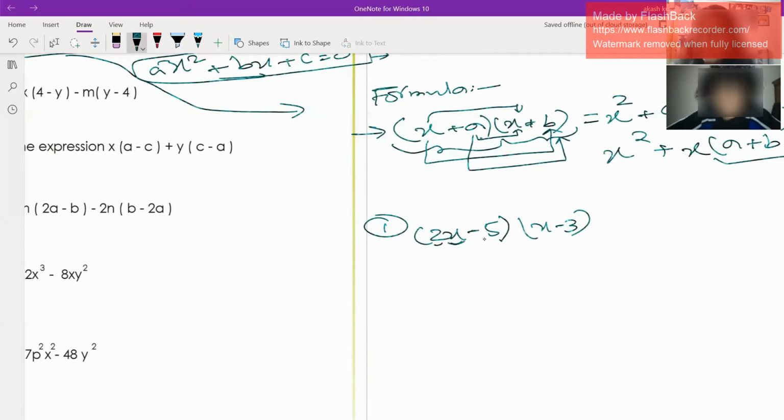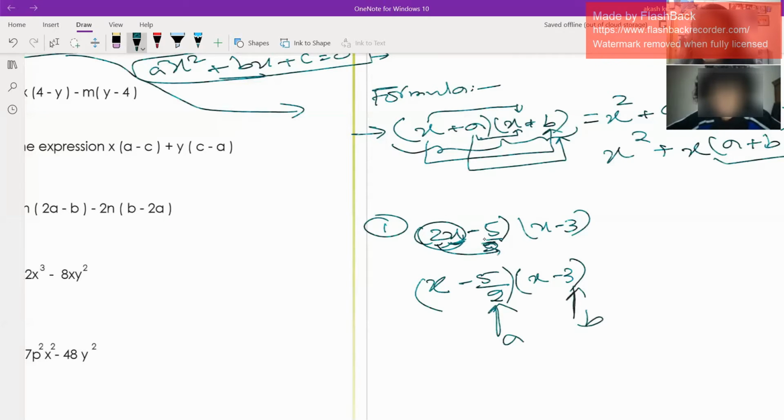We need only the value of x here. We don't need the 2 with x. We can take x out and divide by 2, because if it's multiplying x, then it will be divisible. Then if we take it, it will be divisible by 5. So it can be x minus 5 over 2. And then it will be x minus 3. Is it clear? Okay. This is our a value now. This is our b value.